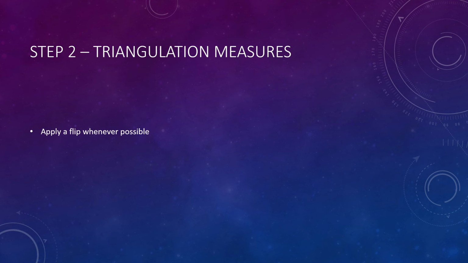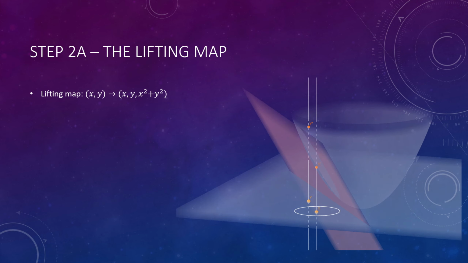In the second step, we will consider the general case, and we will try to apply a flip whenever possible. The idea is to prove that this sequence eventually terminates, and we need to prove this. In fact, I will show you two proofs. The first involves the lifting map.